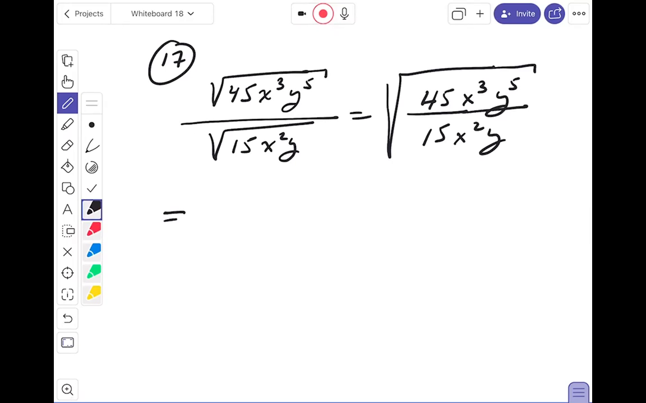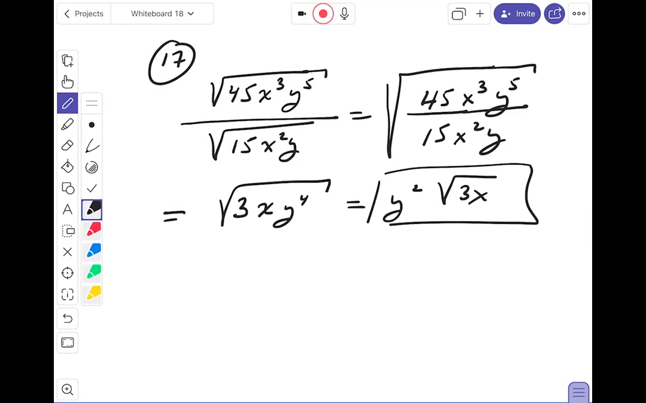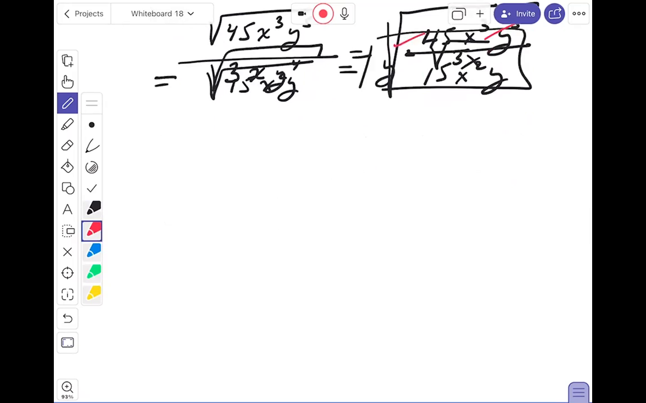What are we left with? Well, 15 goes into 45 3 times. And two of the factors of x cancel off, and you get x on top. And then you get y to the 5th on top, y on bottom, or y to the 4th on top. And I'm taking the square root of that. Well, I do know the square root of y to the 4th is y squared. So we get y squared root 3x. Box that in. Get my red pen out and see how we did. Y squared root 3x. Let's go to number 18.